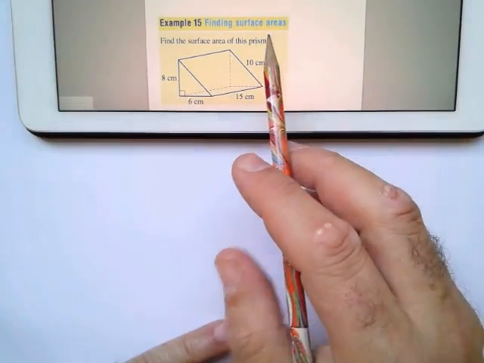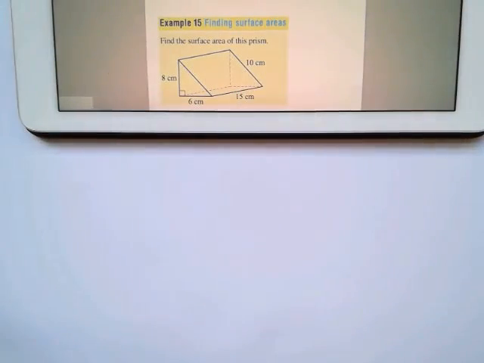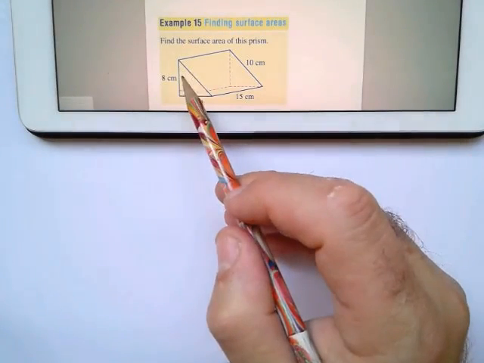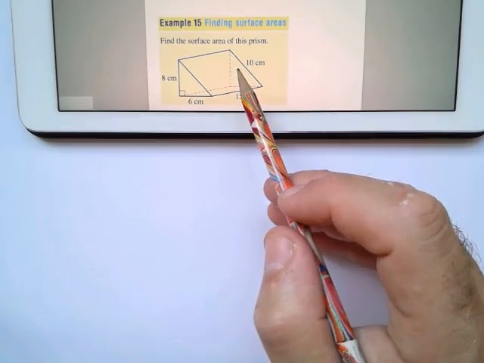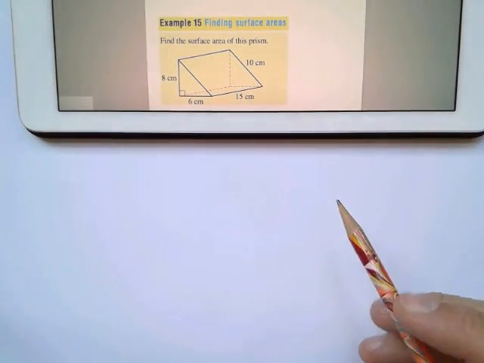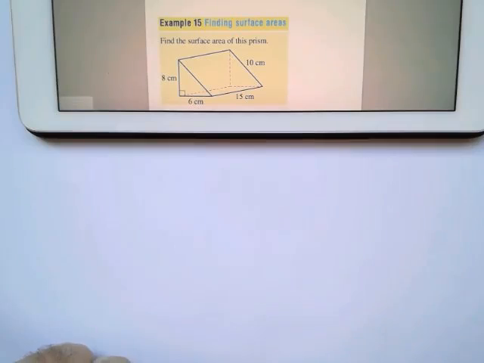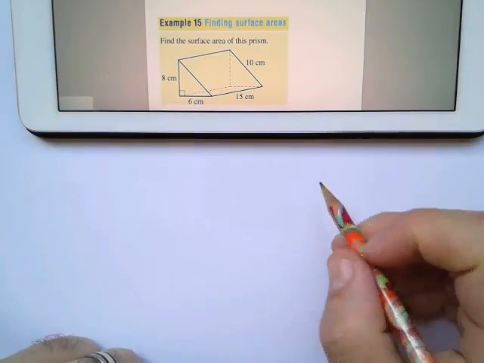Finding the surface area. Find the surface area of this prism. First of all, I identify which are my end sides, and I see that this triangle looks exactly the same as this triangle. I'm also always going to redraw my sketch so I can use colors to mark the sides.